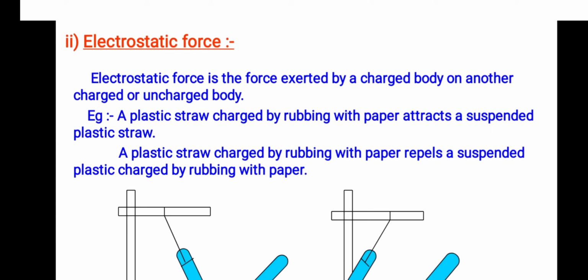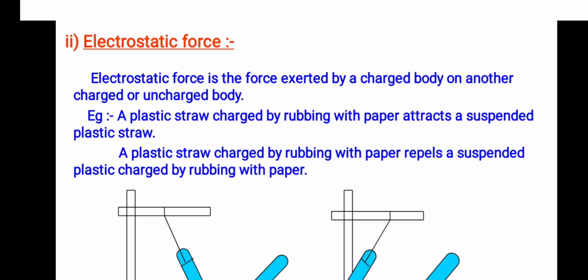Okay, these are two examples. The first one is a glass rod rubbed with silk. The glass rod has the property of attracting light objects, which means it is electrified. The second example, a plastic comb is rubbed with the dry hair. The plastic comb gets electrified.